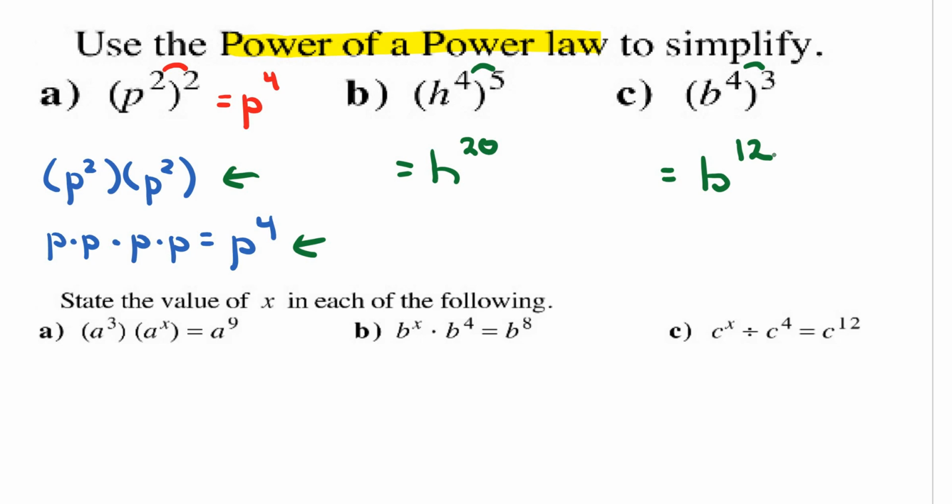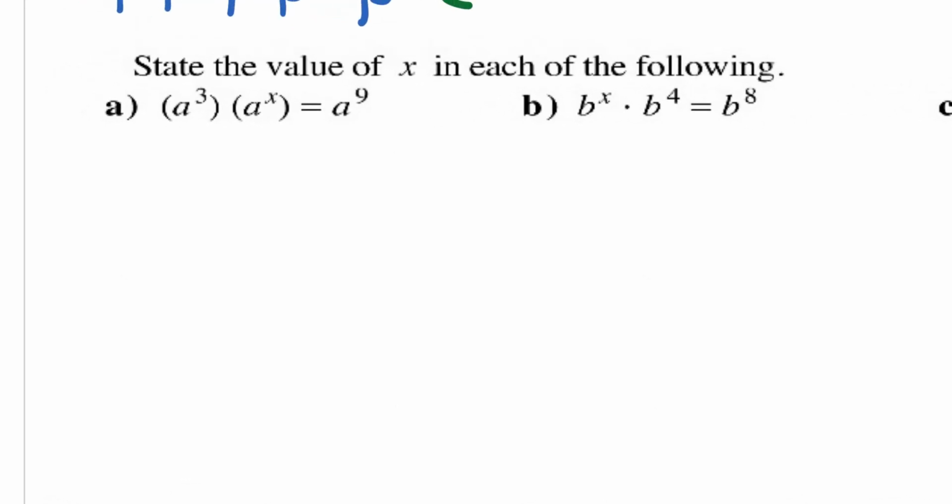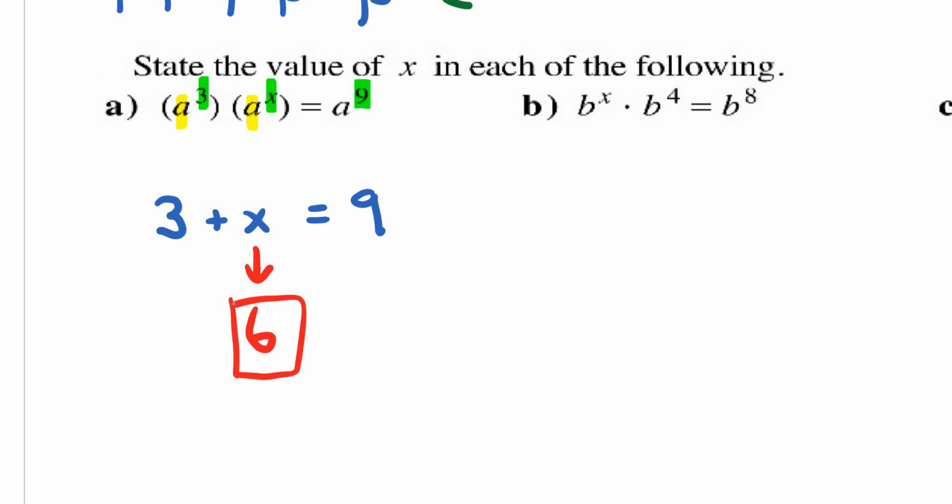Okay, let's move on to question number 15, where I need to state the value of x for each of the following. One thing I noticed on the left-hand side is that the bases are the same. If the bases are the same, you add the powers, so that you get a result of 9, right? So if I add the powers, 3 plus x equals the power on the right-hand side, which is 9. So in this case, x should be a 6, right? If x equals 6, then that satisfies the problem.